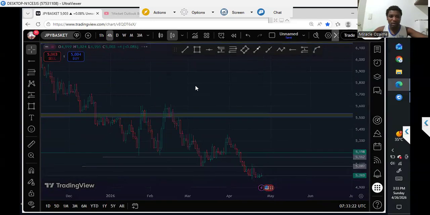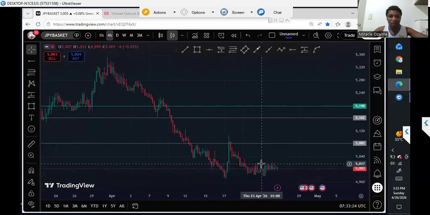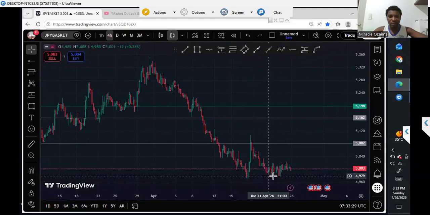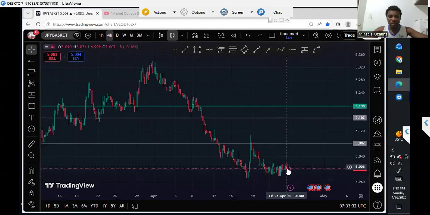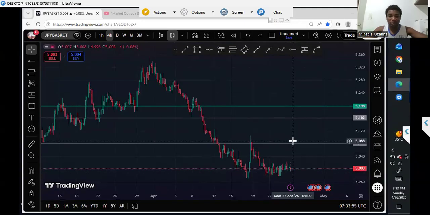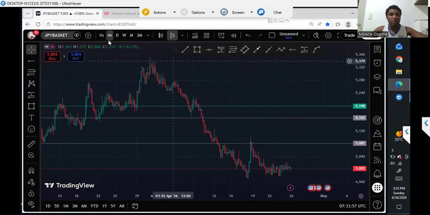So let's see what the 4-hour is doing. On the 4-hour, it's looking like we have a bottom, kind of an inverse head and shoulders pattern, that the market wants to go up again. So if the market is going up on the JPY basket, then all the JPY pairs will be looking bearish. So that's my thought on JPY.